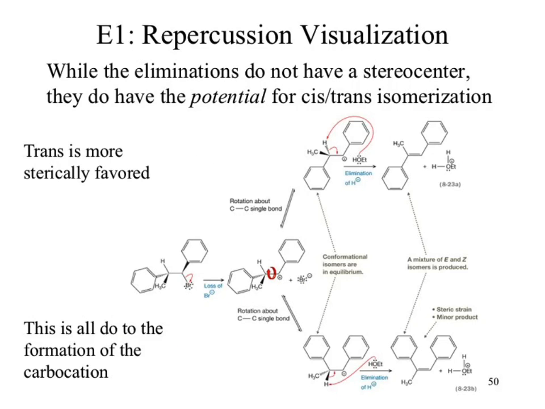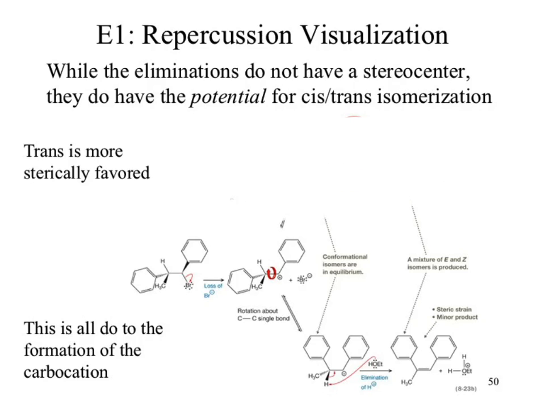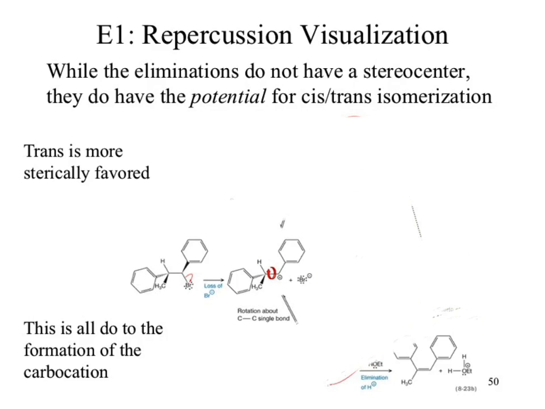Okay? Which then gets us into our elimination. Would have been nice if that was stepwise, so let's kind of make it stepwise. When we do the E1, the repercussion that we talked about earlier was that we have the potential for cis and trans products. And it's all coming down to how the E1 reaction works.